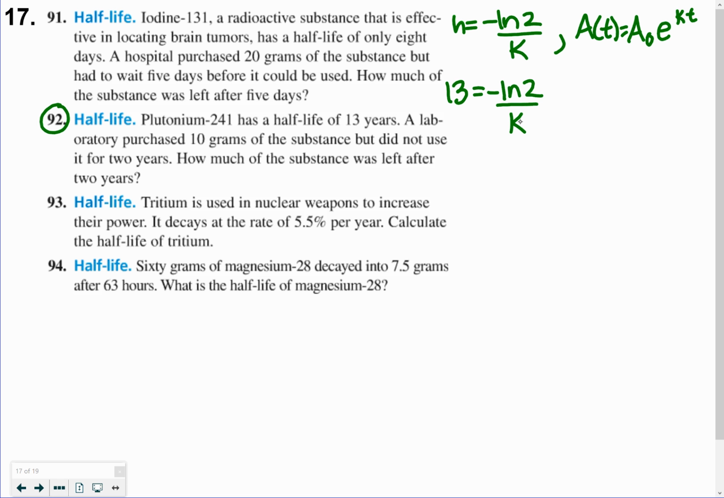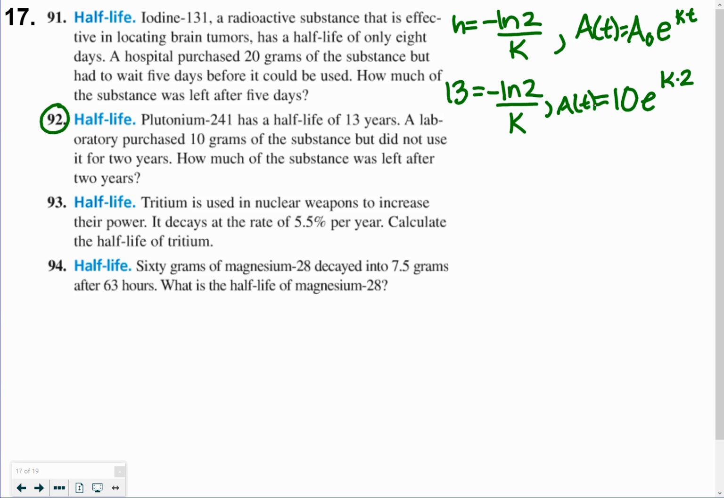A lab purchased 10 grams of the substance but did not use it for 2 years. How much of the substance was left after 2 years? So where does 10 go? Ten's the starting amount. And then 2 years is how much time has gone by. So that's our t, times 2. A of t, how much is left, is what we're solving for in this problem.